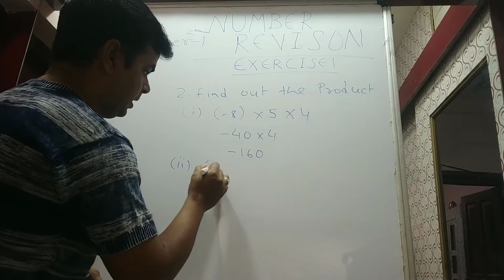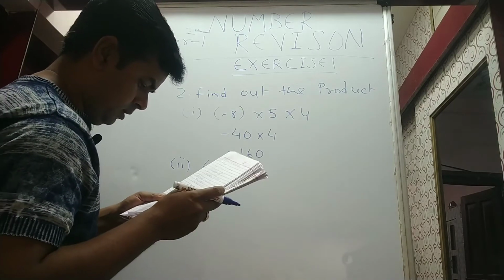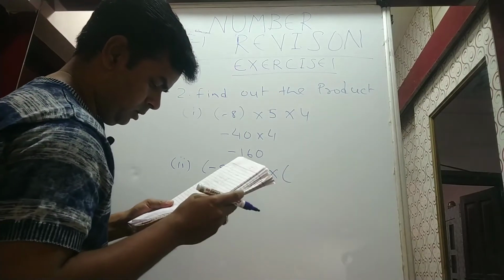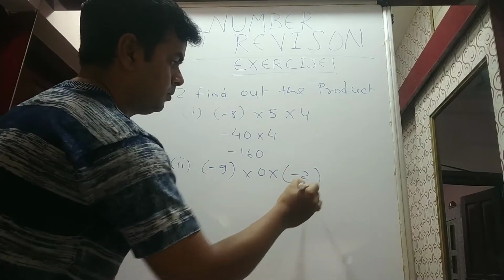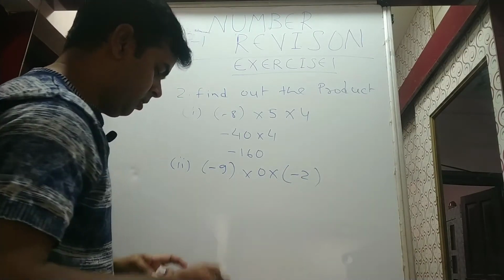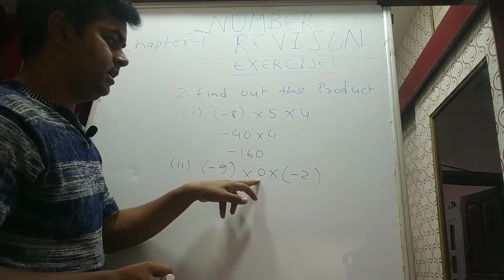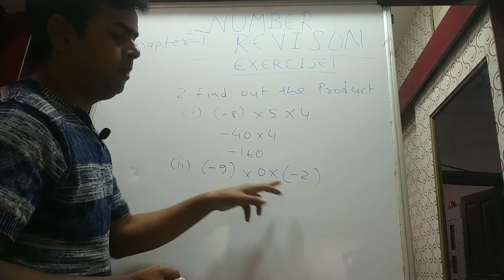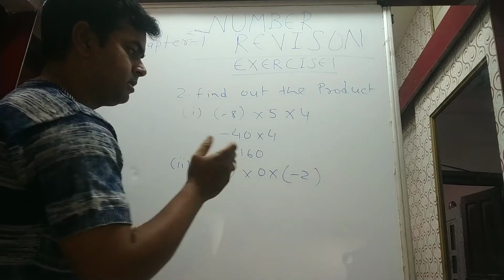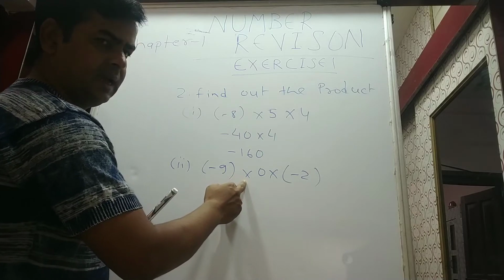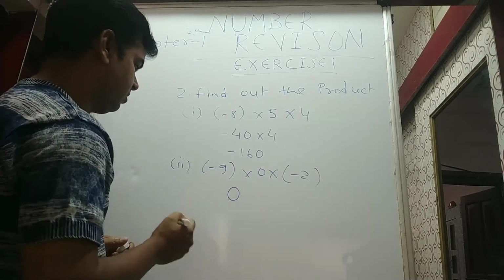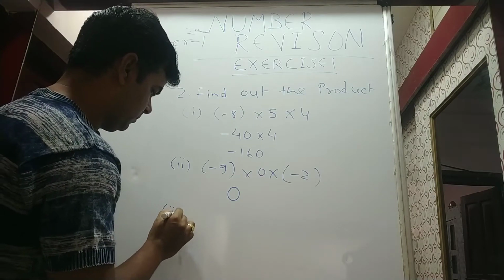Okay. Next one is minus 9 into 0 into minus 2. I already told you, whenever there is a 0 in the multiplication, the entire thing will be 0. You need not multiply all this. If you see a 0 and a multiplication sign, you can put a 0. So the answer will be 0 for this one. Okay.